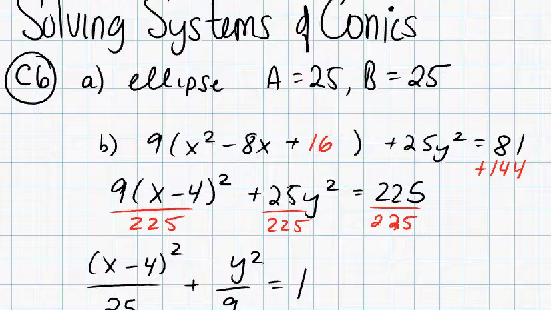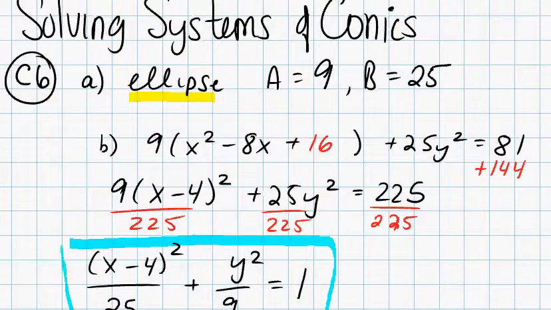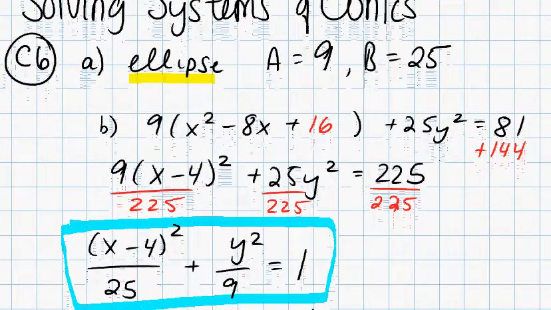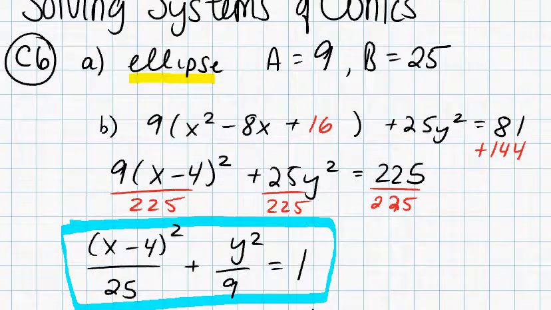Welcome back. For part A, you should have recognized that it's an ellipse because the A and the B values, A is 9, B is 25, are both positive, not the same number. For part B, you should have grouped things together correctly and completed the square, and your equation ends up x minus 4 squared over 25 plus y squared over 9 equals 1. Pause if you need to see this work.